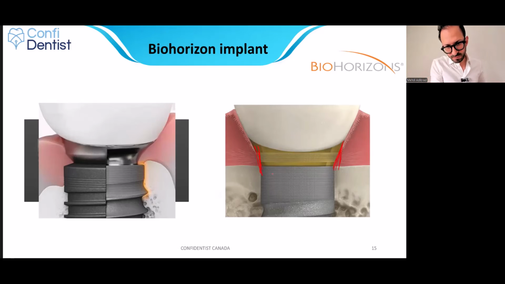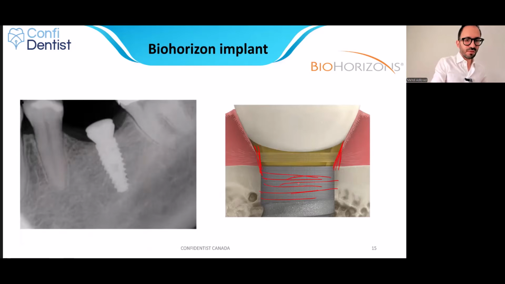And having this design, this micro thread, can sometimes be a little bit tricky. Okay. But this is a BioHorizons implant placed. This is the implant platform, some micro threads, and this design of threads, macro threads, very characteristic of a BioHorizons implant, okay?